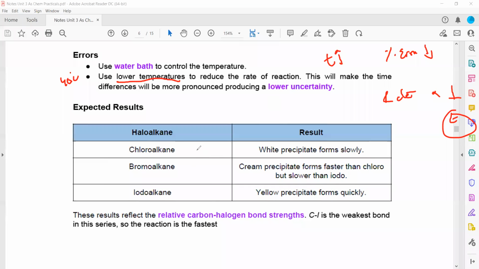Expected result: chloroalkane gives a white precipitate, bromoalkane cream, and iodoalkane yellow. The precipitate with iodoalkane will form quickest compared to bromoalkane, and bromoalkane will form faster compared to chloroalkane. These results reflect the relative carbon-halogen bond strength, because the C-I bond is weaker, so it can break easily. That's why it can react faster.